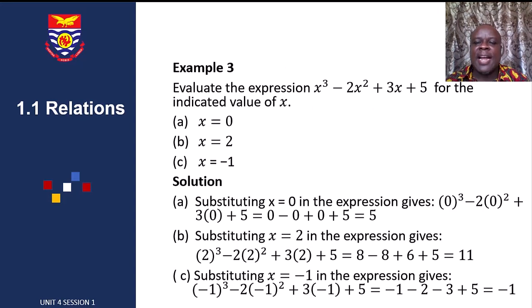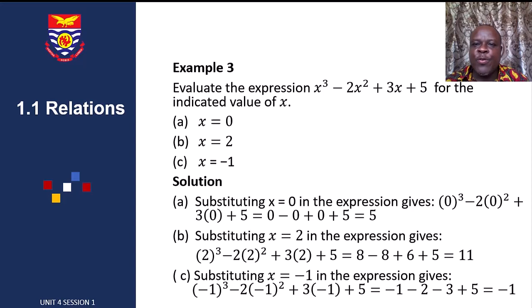Let's look at an example where you have to substitute a value into the expression and simplify. Question: evaluate the expression x cubed minus 2x squared plus 3x plus 5 for the following values. A, x is equal to 0. B, x is equal to 2. And C, x is equal to -1. Let's look at the solution.